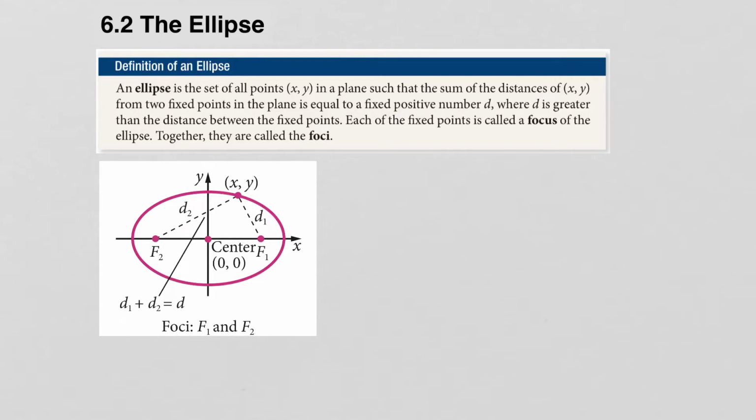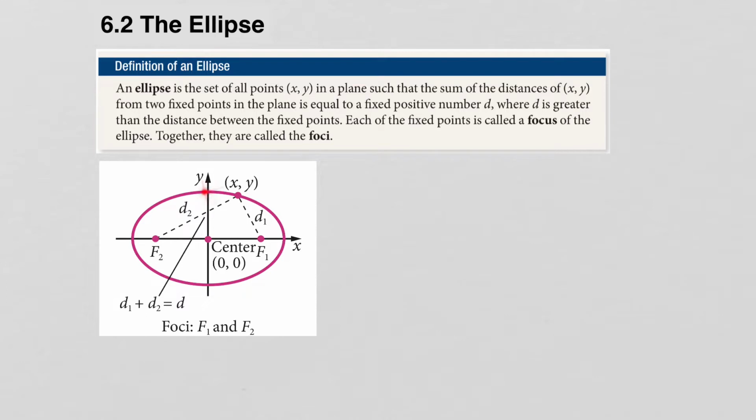In section 6.2, we look at the ellipse. Let's start with the definition. An ellipse is the set of all points in a plane such that the sum of the distances of those points from two given fixed points is equal to a fixed positive number. Each of the fixed points is called a focus, and together we call them the foci. Foci is just the plural of focus.